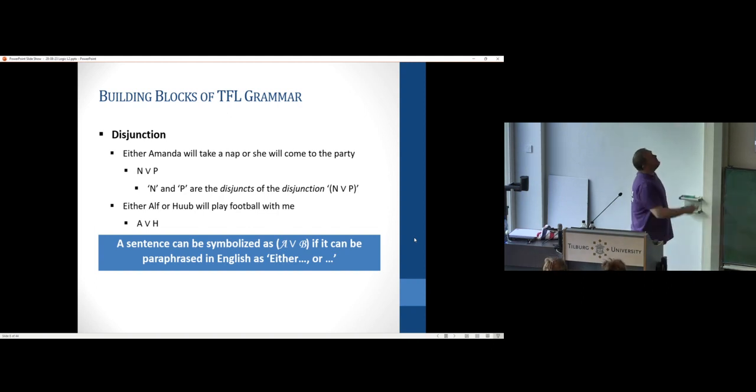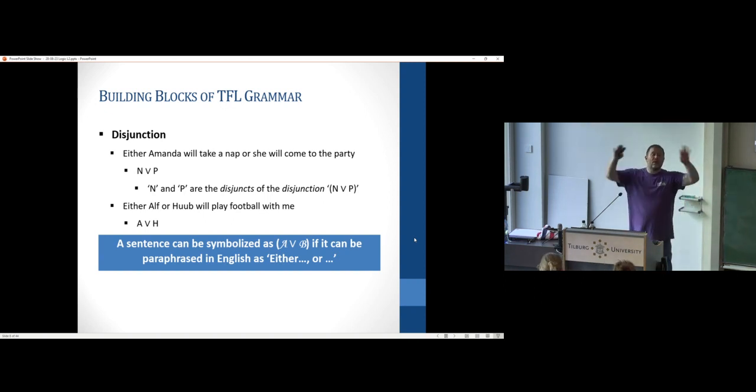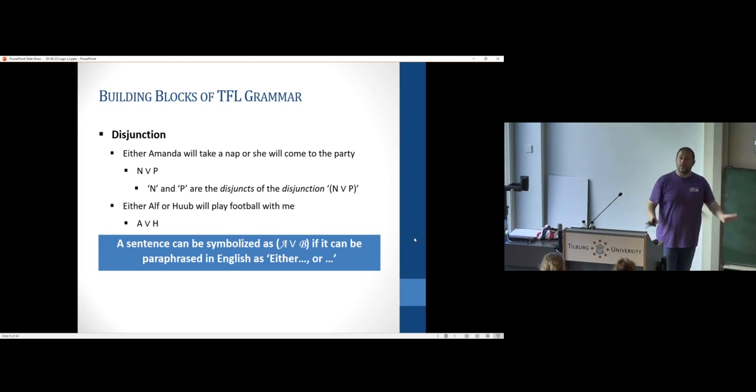So we can symbolize either Amanda will take a nap or she will come to the party. Let's have N be Amanda will take a nap. P be Amanda will come to the party. Well, cool, N, disjunction, P. And if we're being strict, there should be brackets on the outside, but I'm going to be quite happy if you don't leave them, if they're not there.